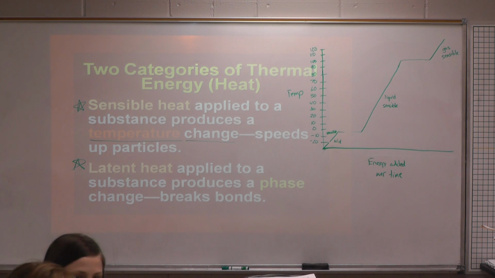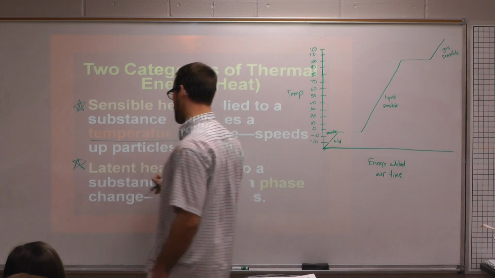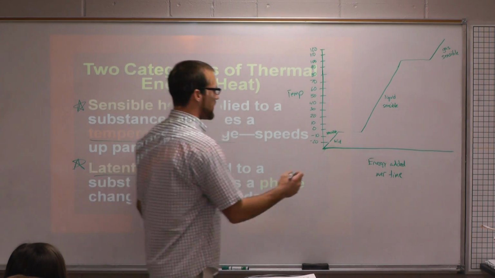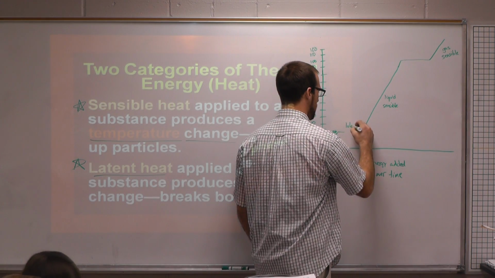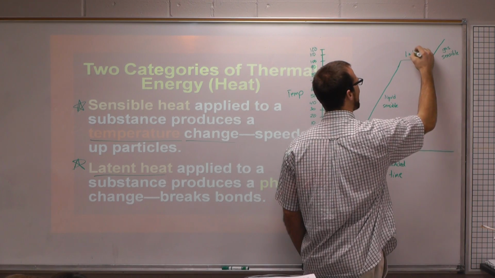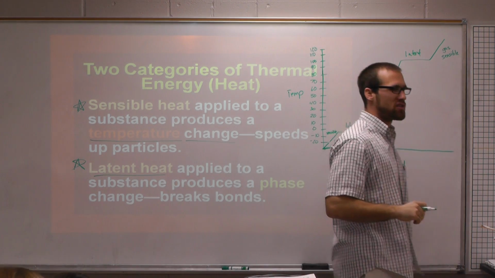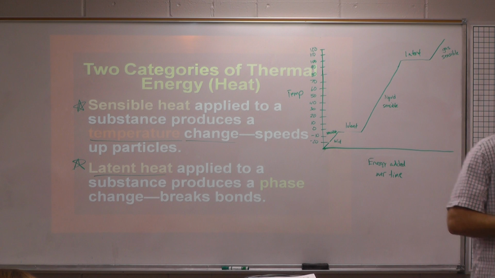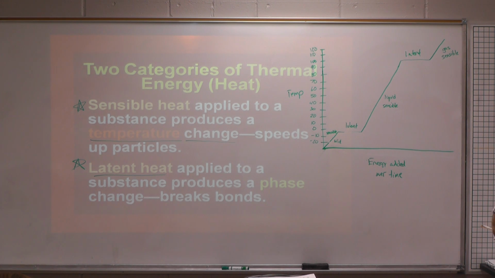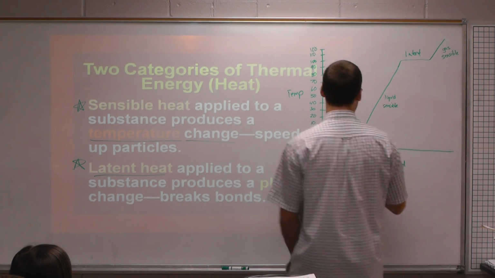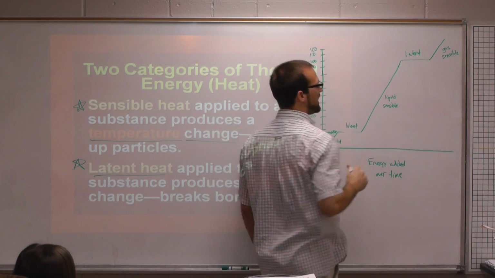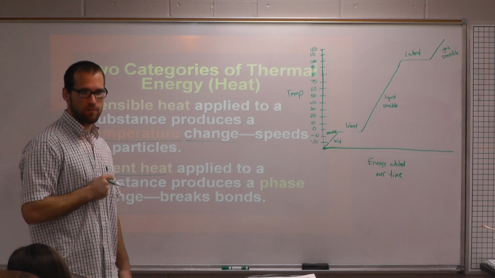Latent heat. Where's the latent heat? On the flat area. Okay, so we have latent heat here, and we have latent heat here. Latent heat is going on when you're going through a what? Phase change, and we know when we go through a phase change, energy is either going in to break the bonds or is being released in the formation of bonds. So latent heat is when we do not have any temperature change.